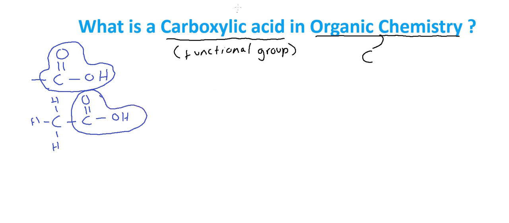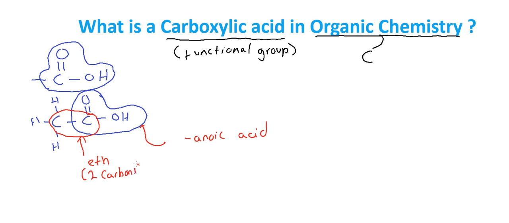is here. Another property of the carboxylic acid is that it ends in anoic acid. So for example, if you've got the two carbons here, the prefix will be eth for the fact that it's two carbons. And if you've got two carbons and the anoic acid, that's the reason why the name of this particular acid is ethanoic acid.